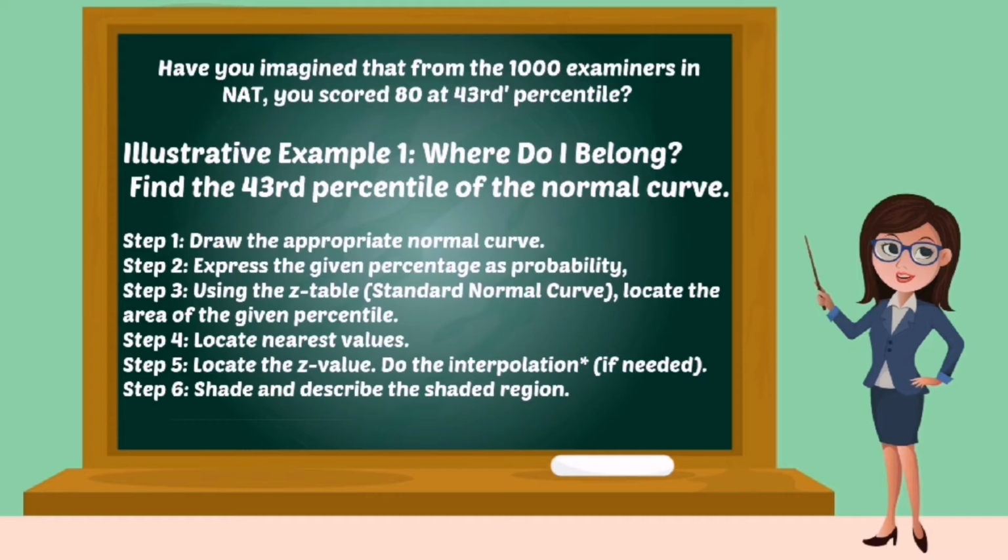Number 1, draw the indicated normal curve. Number 2, express the given percentage as probability. Number 3, using the z-table or the standard normal curve, locate the area of the given percentile. Number 4, locate the nearest values. Number 5, locate the z-value and do the interpolation if needed. And lastly, number 6, shade and describe the shaded region. Are you ready for example 1?